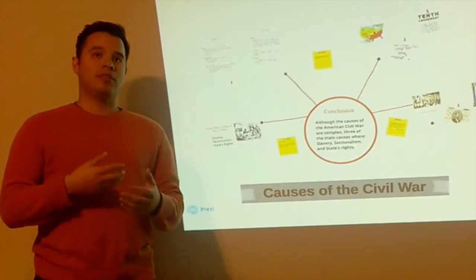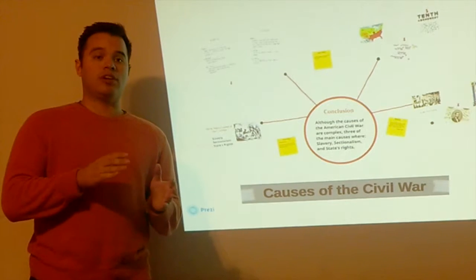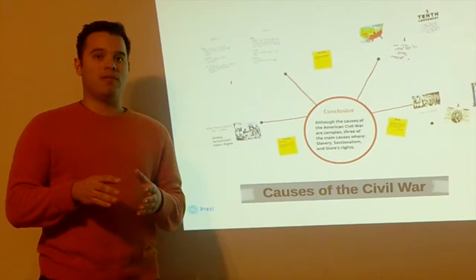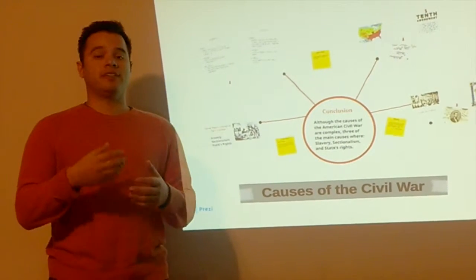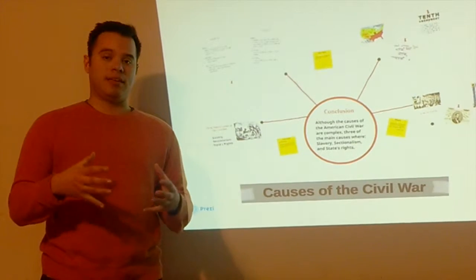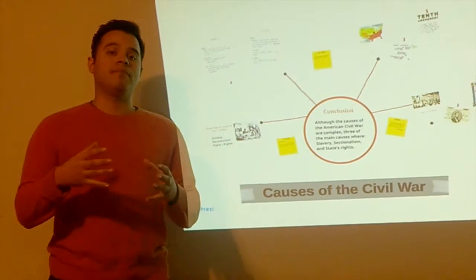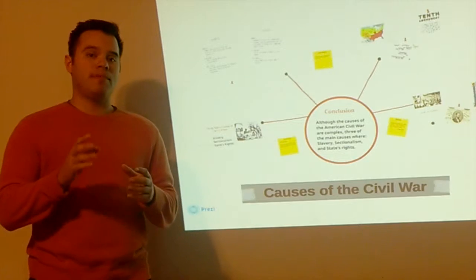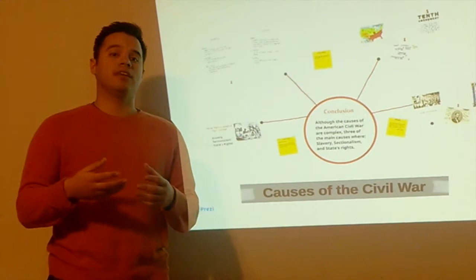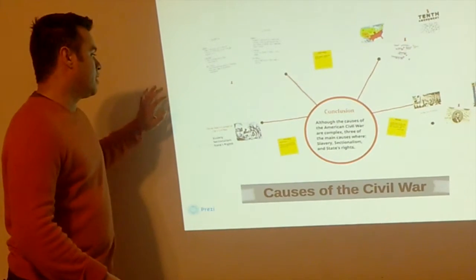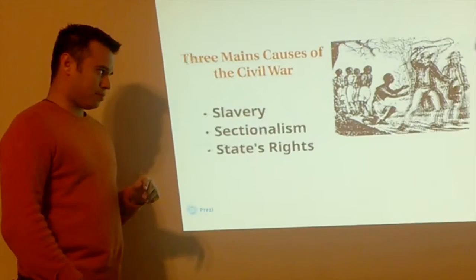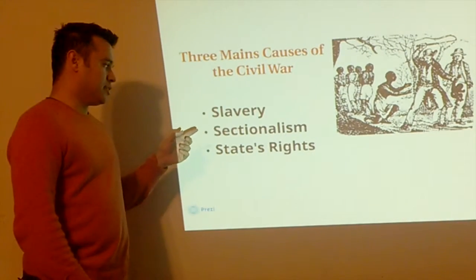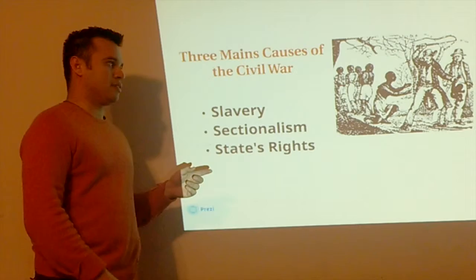Now, although most of the time many people point to just a couple of factors for the Civil War, in reality the Civil War and its causes is a very complex thing. But even though it's complex, we are going to highlight three main causes that led to the Civil War. And these three main causes were slavery, sectionalism, and states' rights.